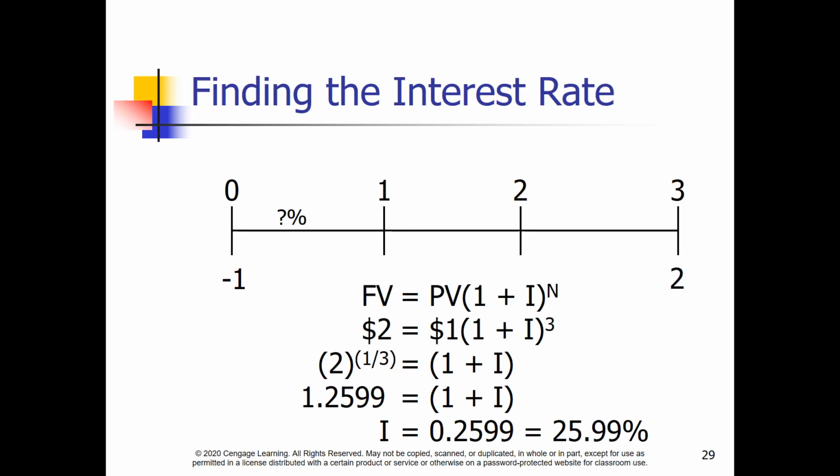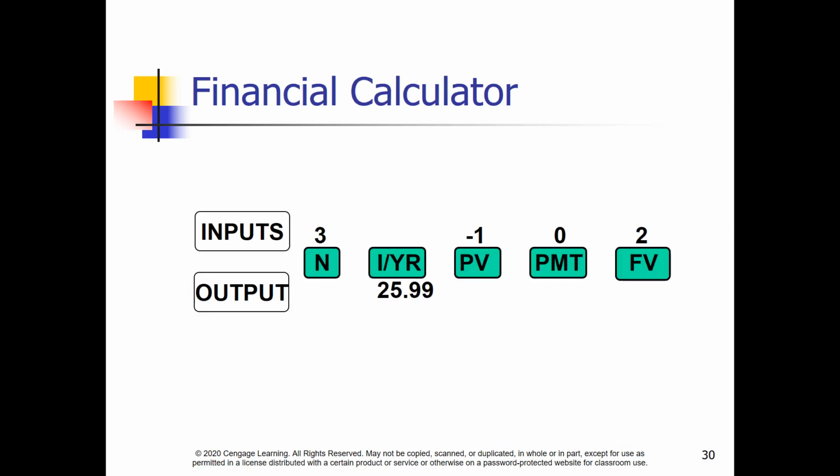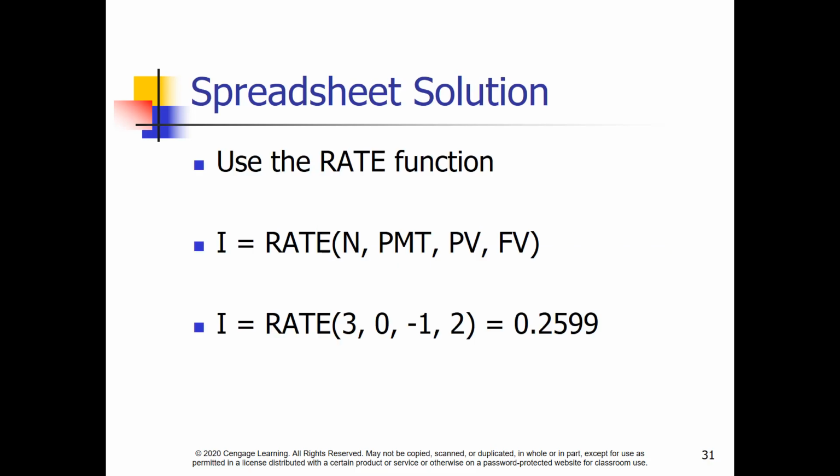In the same manner, we can solve for the implied interest rate, and as with N, we can solve the general equation algebraically for I and plug in the values, or just enter the values in the TVM keys and compute IY. In Excel, use the rate function to perform these calculations.